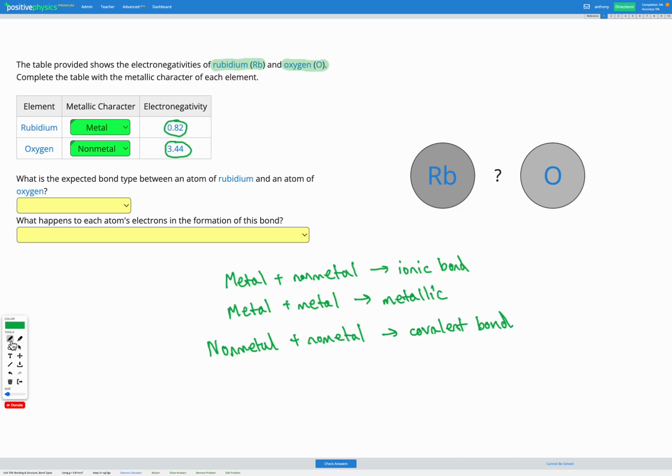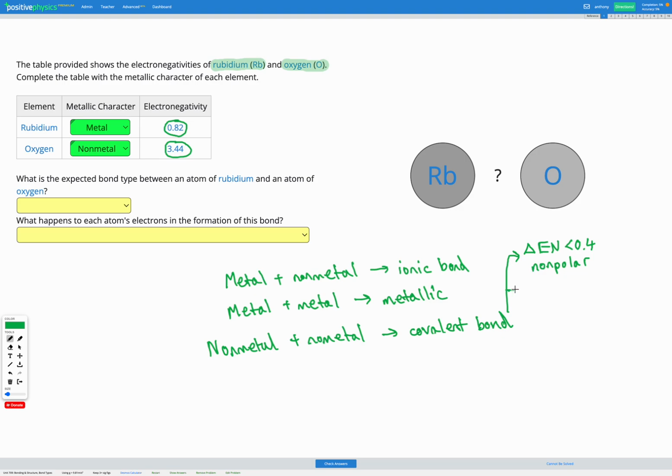However, there are two types of covalent bond. One type is where the electronegativities are very similar. If the difference in electronegativity, which I'm showing with a triangle or delta symbol, is less than 0.4, they're very close, with very similar electronegativities. This is called a non-polar covalent bond. That means the electrons are shared pretty equally between the two atoms. Neither is pulling the electrons towards it much stronger than the other.